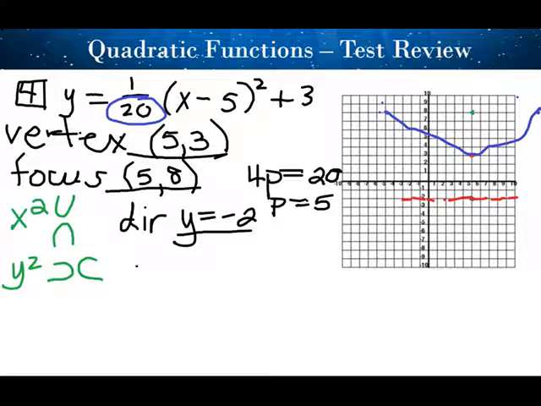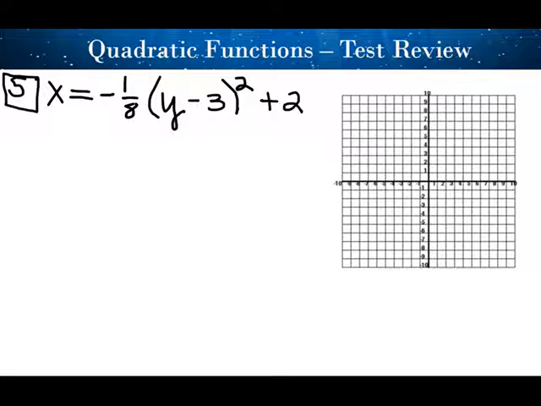Okay, the axis of symmetry is through the middle of the parabola. So the axis of symmetry is right here, going through the middle of the parabola, right? So that's going to be x equals 5. Okay, so that's our parabola using a focus. Let's try the next problem.